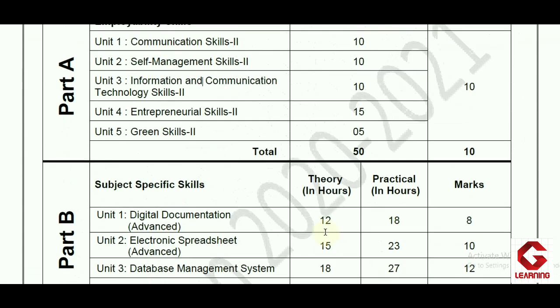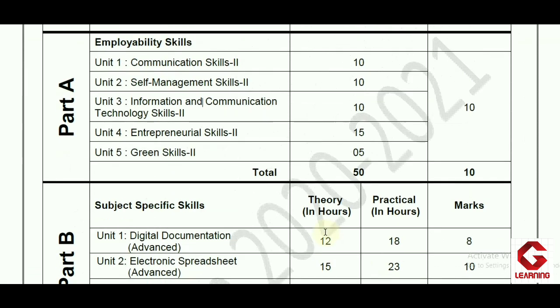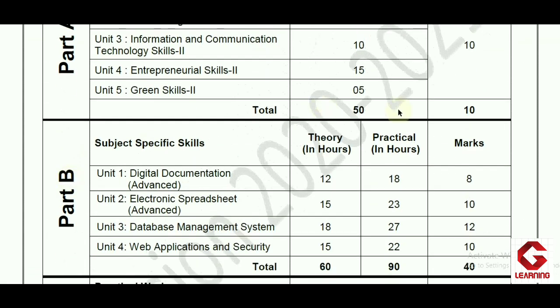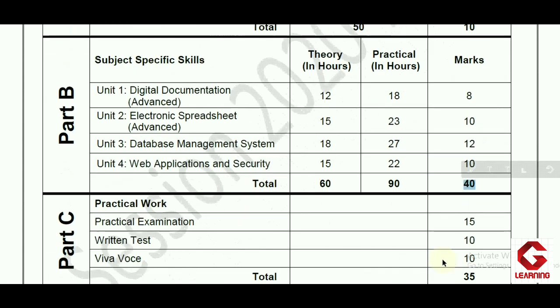So we have seen the details of part A and part B of the syllabus. As I've already told you, the theory paper will be of 50 marks: 10 for employability skills and 40 for subject specific skills.